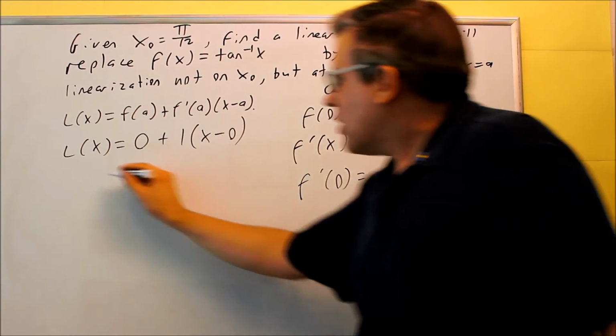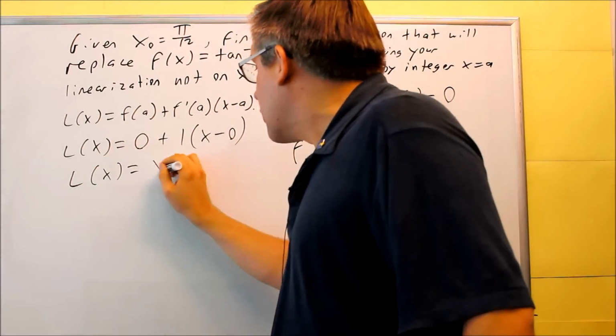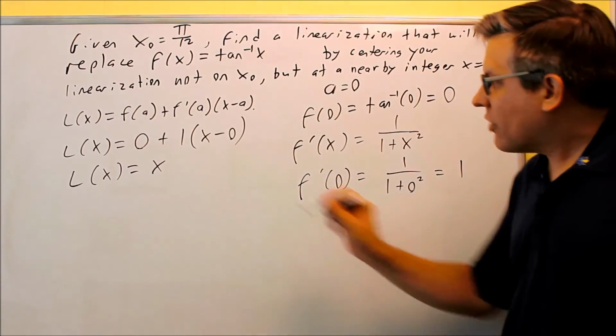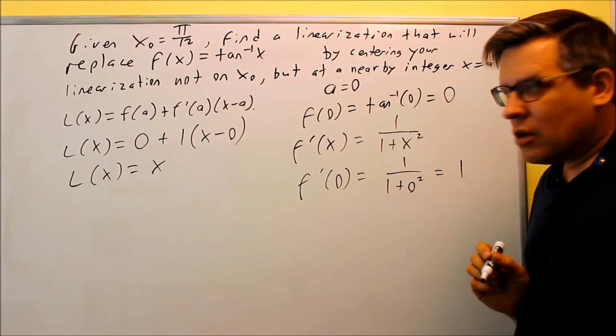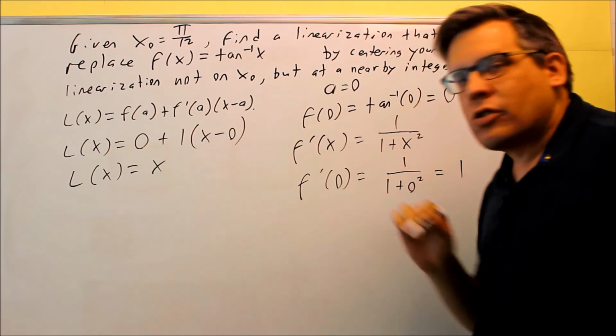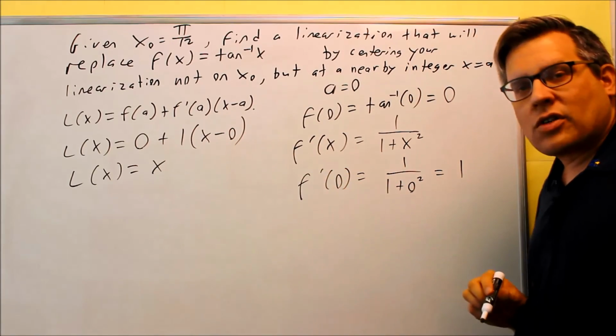When you simplify this, your answer is just going to be x, because everything else is 0 and we don't have to write it there. So in that case, that's your linearization. It's going to be L of x equals x.